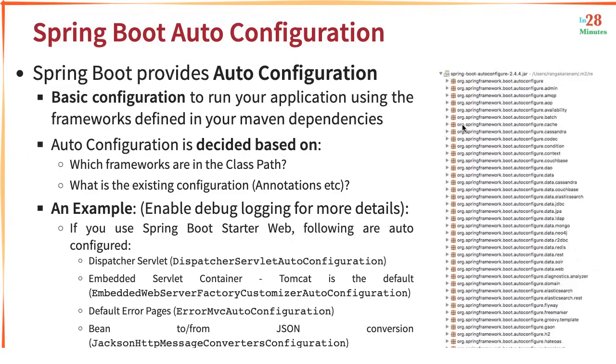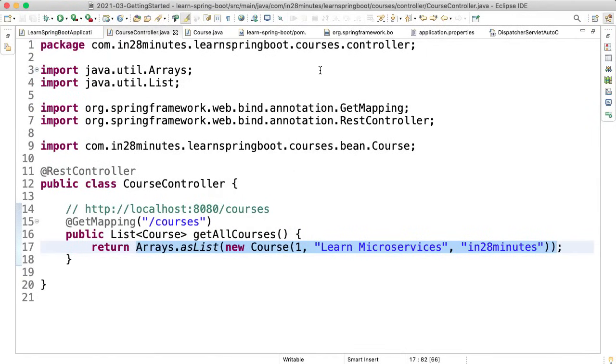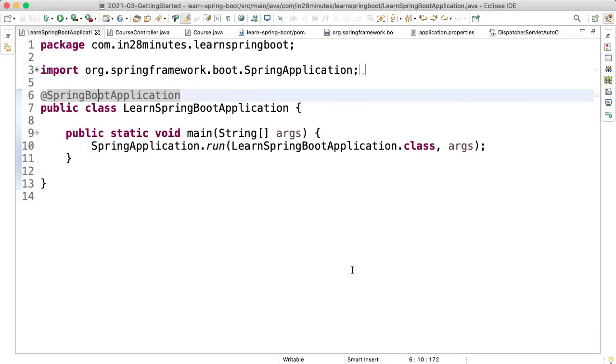If I'm developing a web application, I would want to configure a servlet. I would want to configure a server where I would want to run the application in. I would want to configure default error pages. I would want to configure to and fro conversion from JSON. All that configuration is automatically done so that you focus on your business logic. The end objective of Spring Boot is to help you focus on the application you are building, not worry about the frameworks or the configuration that is needed by the frameworks. I'm sure you're having a wonderful time, and I'll see you in the next step.